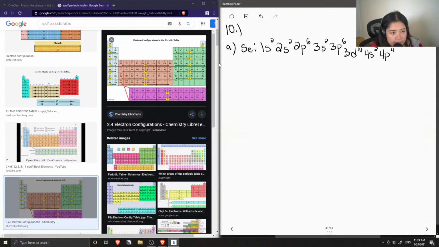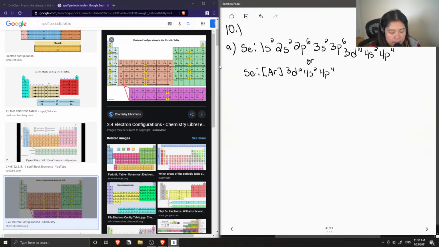And we can write the shorthand configuration as well. So if we look at the noble gas that comes before selenium, it's argon. So we put argon in square brackets, and then we just continue on writing the electron configuration just like normal. So it's argon, and then 3d10, 4s2, and then 4p4.